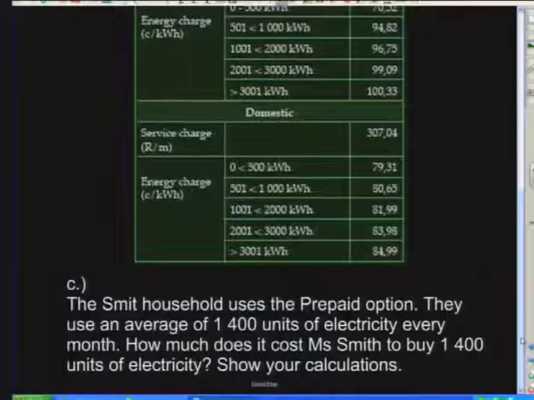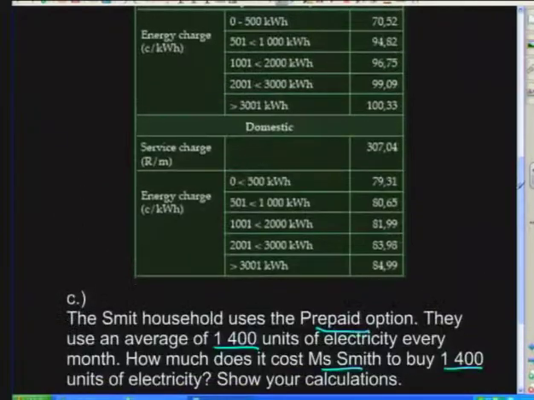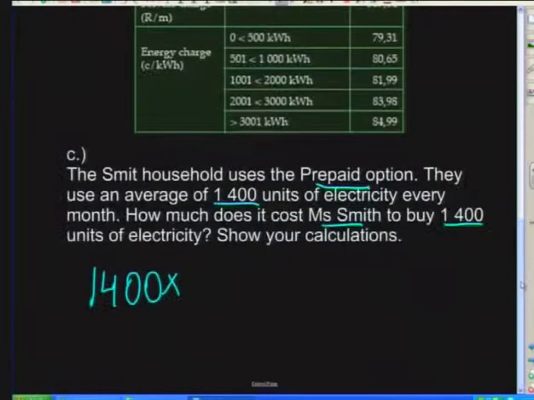Right, the Smith household uses the prepaid option. They use an average of 1,400 units of electricity every month. How much does it cost Mrs. Smith to buy 1,400 units of electricity? Show your calculations. So we're taking our 1,400 units, and she's buying it. We're assuming she's buying it all at once. So she's going to be paying this rate here of 96.75. So we're going to times that by 96.75 and then convert to cents.